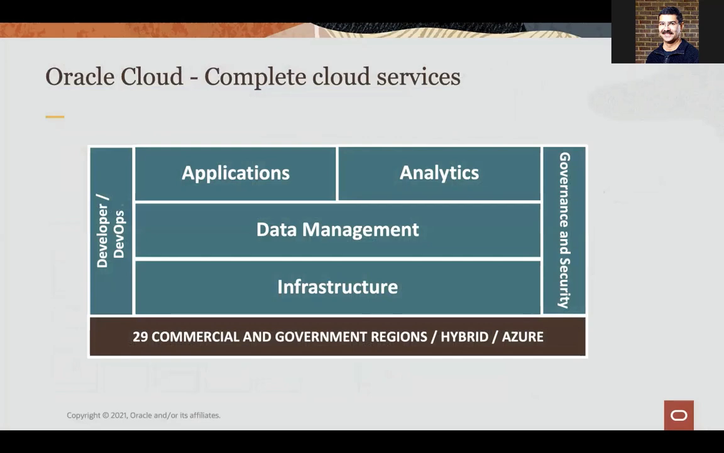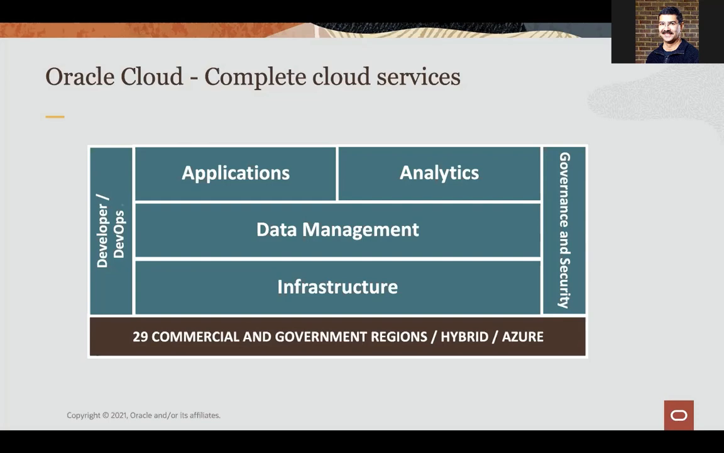So let's talk about Oracle Cloud very briefly. For those of you who are new to Oracle Cloud, we have 29 commercial and government regions all over the world. We have hybrid cloud strategy, as well as an Azure interconnect, where we have a high-speed network, direct network connection into the Azure data centers. And on top of these infrastructure regions that we have all over the globe, we provide you services, platform services, as well as software as a service applications, as well as data management services.